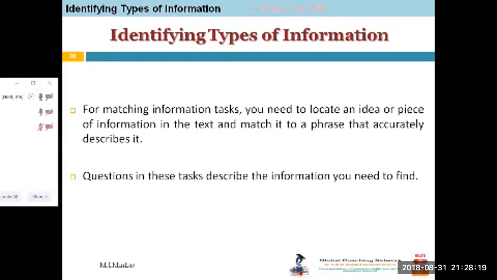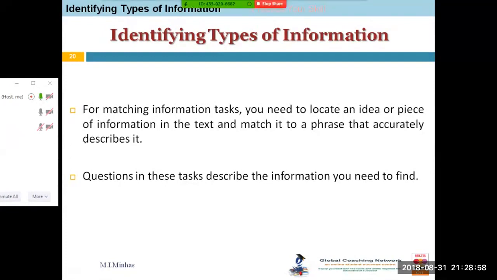Got it? So for matching information questions, first you need to see what type of information you need to match. Like in this example, examples of robots at work. I asked you which paragraph contained examples of robots at work. So here you are matching a specific type of information. And what is that specific type? Examples.